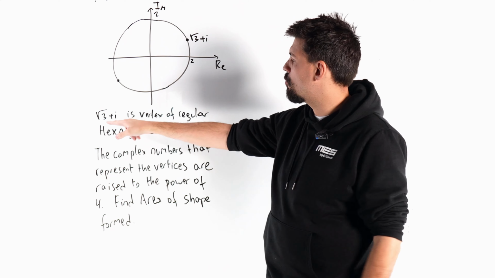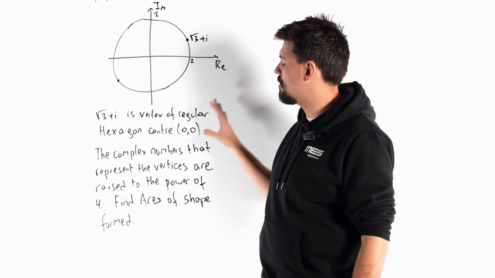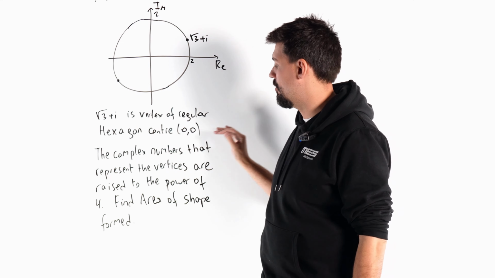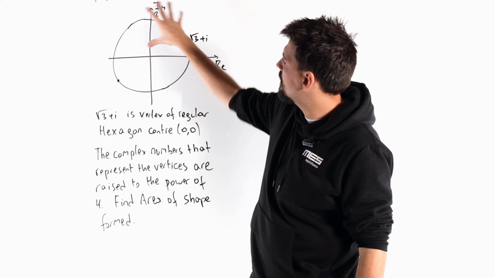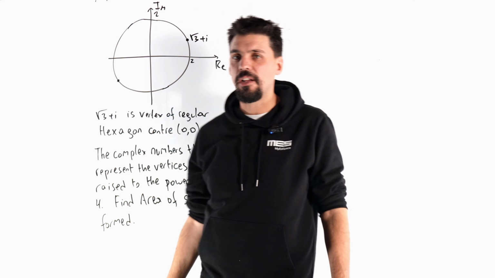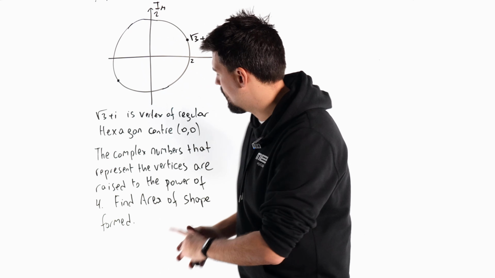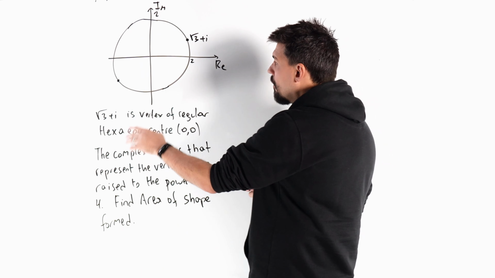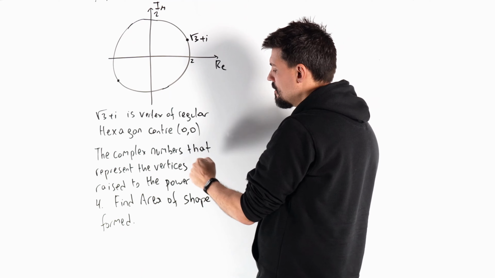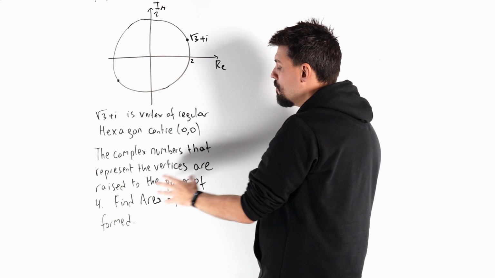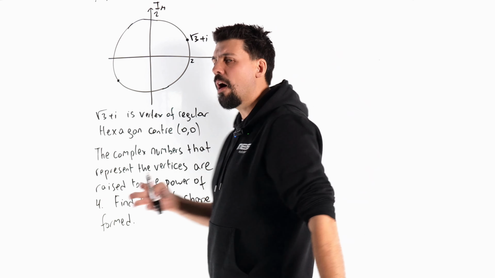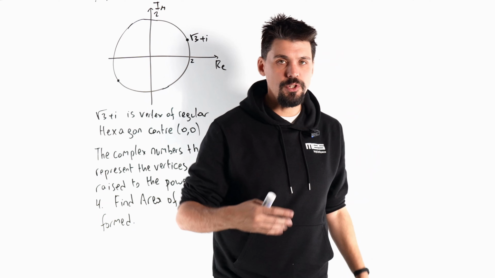So we're told that root 3 plus i is the vertex of a regular hexagon centered at (0, 0). Okay, so there's going to be 6 corners. This is one of them. And centered at (0, 0), we're going to generate a regular hexagon, which I will do in a second. Now, each of those 6 vertices, these complex numbers that represent the vertices, are all going to be raised to the power of 4. Our job is to find the area of the new shape.